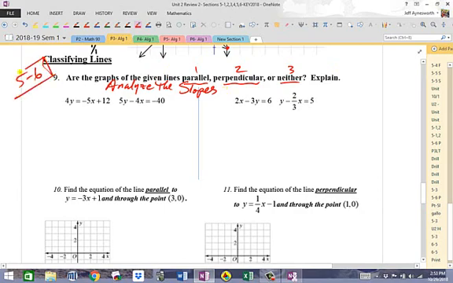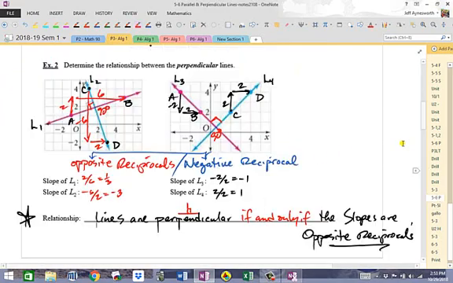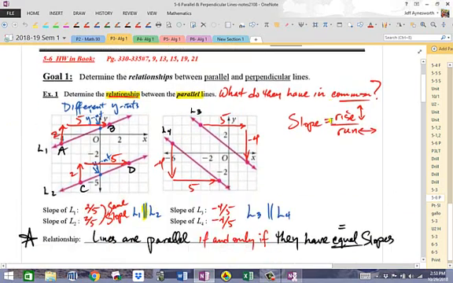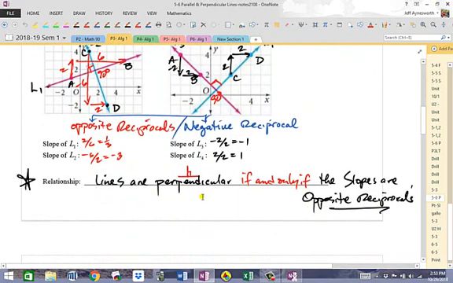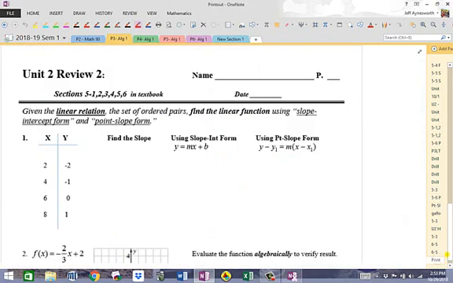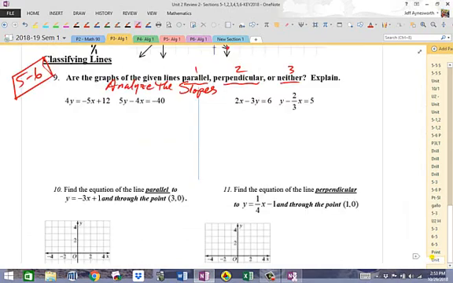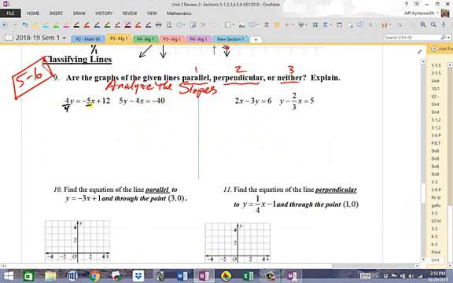In section 5.6, we're talking about parallel and perpendicular lines. If you go back to the beginning here, look at this. Lines are parallel if and only if they have equal slopes. Lines are perpendicular if and only if their slopes are opposite reciprocals. So you need to go back to section 5.6 in order to understand this question. We need to analyze the slope, so we have to express in slope-intercept form first and analyze the slope. So I'm going to do that. I'm going to solve for y.